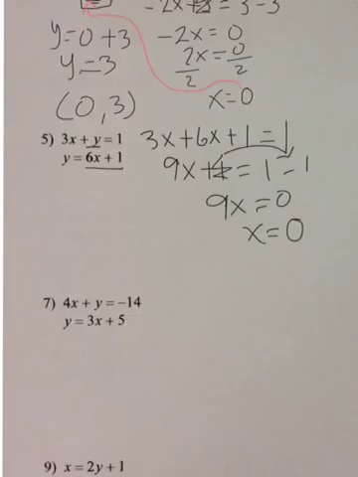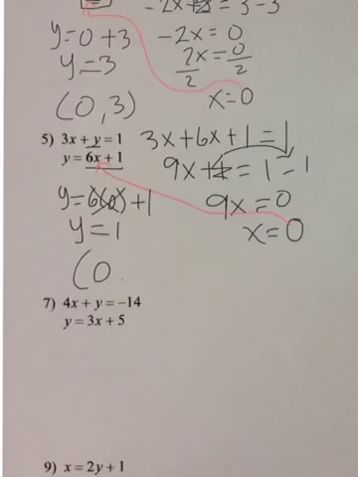Okay? Now this is the one where I plug in my y equals, but I plug in the x. So it's going to be y equals 6 times 0 plus 1. This cancels. y equals 1. And my solution is (0, 1). Okay?